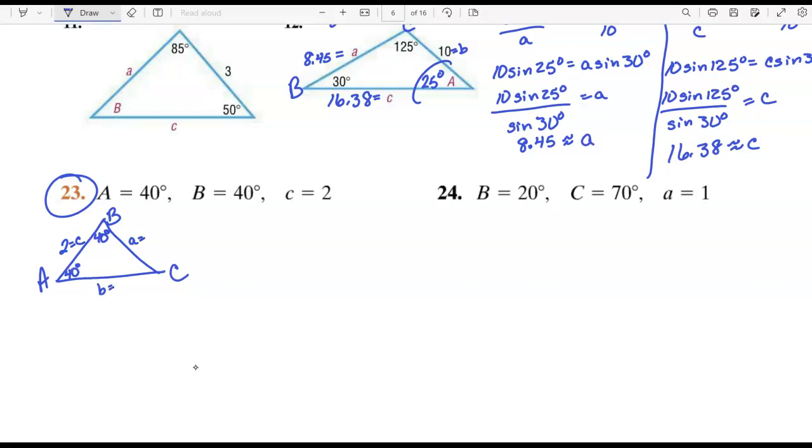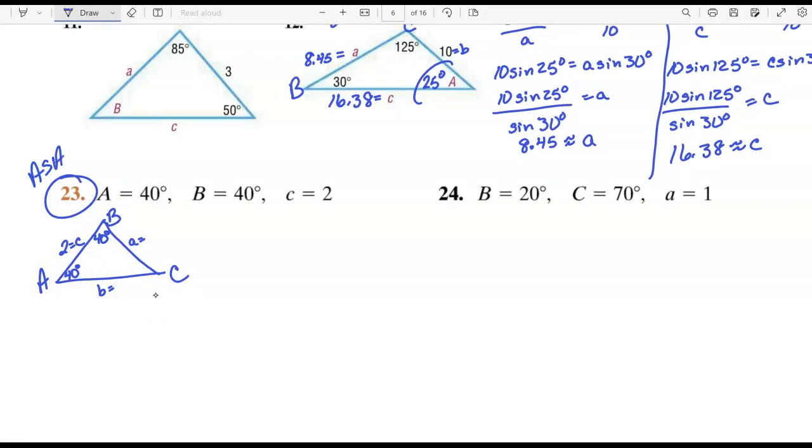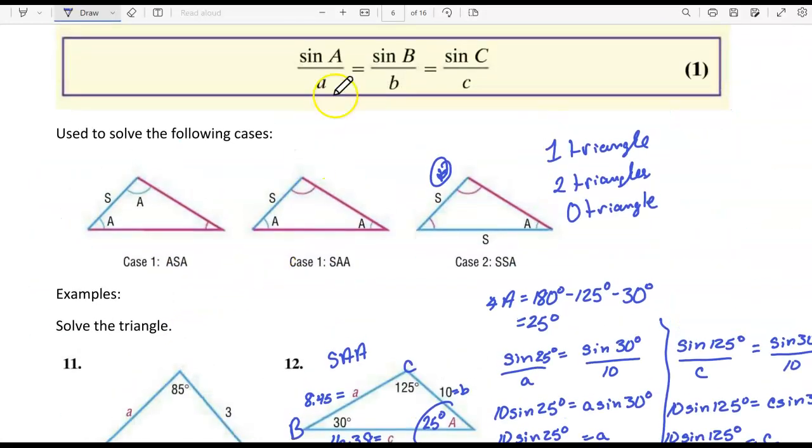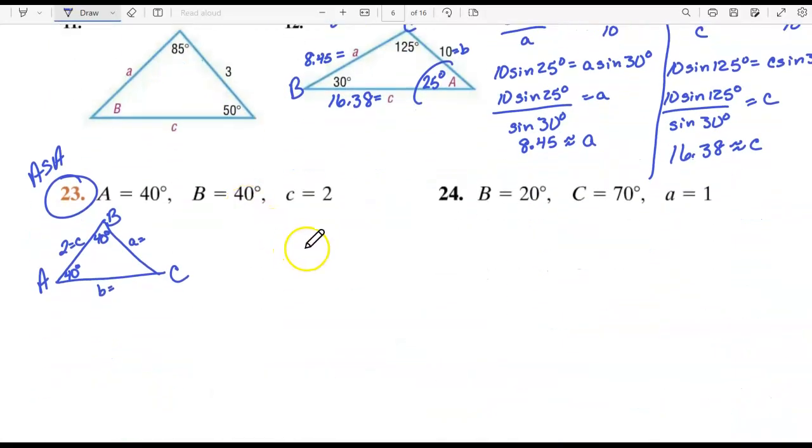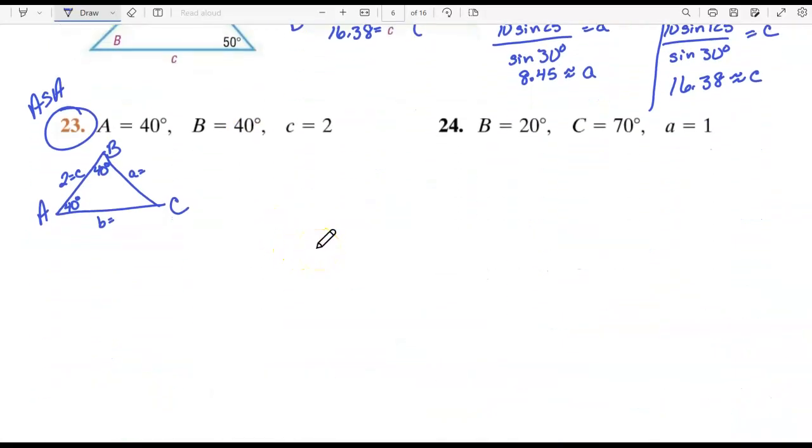It helps to figure out what kind we have. So we have an angle, we have the side in between, and we have another angle. So this is an angle side angle. And then we know that angle side angle is one of the cases we can use law of sines. So let's set it up. Our first step is to figure out what C is. Well, we know what angle C is going to be, right?